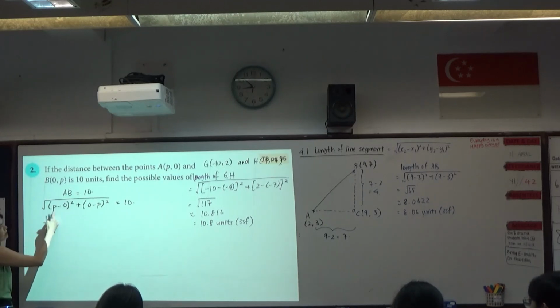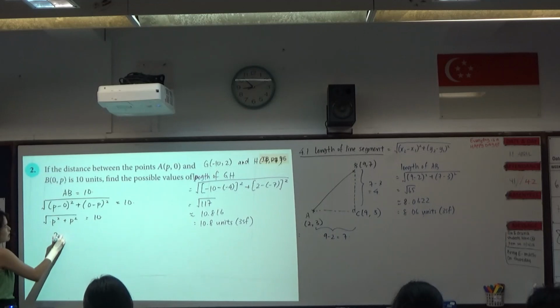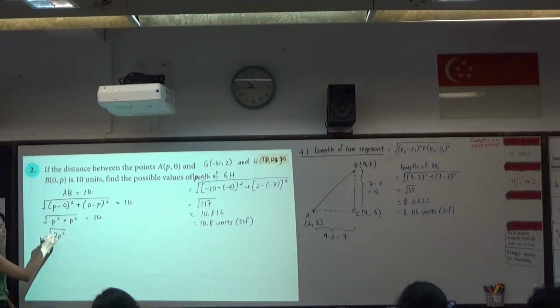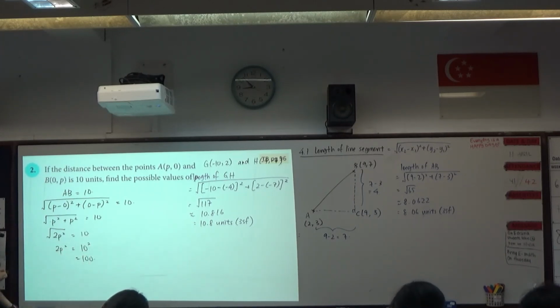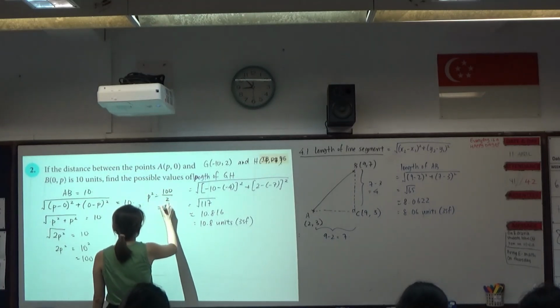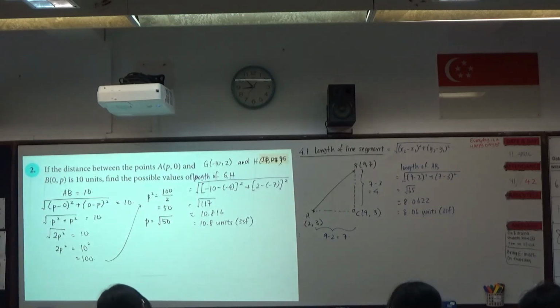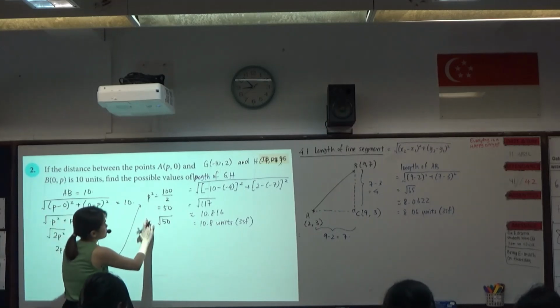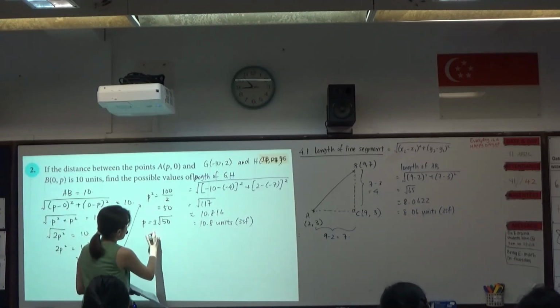Then you simplify the expression found in the square root, that will be p squared plus p squared. That is 10. So in other words, 2p squared is found in the square root, and 2p squared is equal to 10 squared, which is 100. Then after that, we find that p squared equals 100 divided by 2, that is 50. So p is equal to square root of 50, plus minus now.